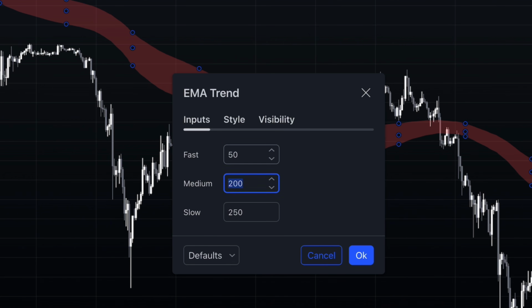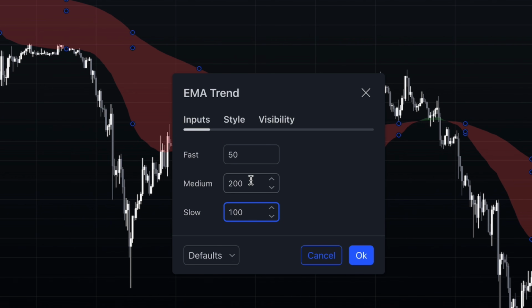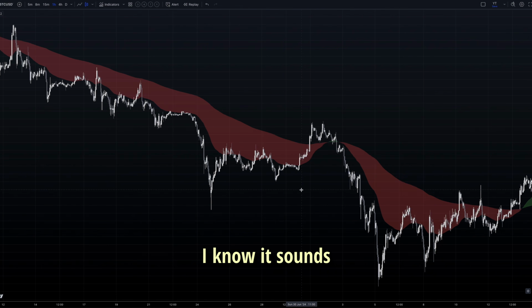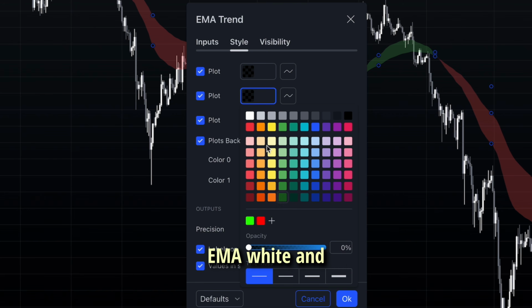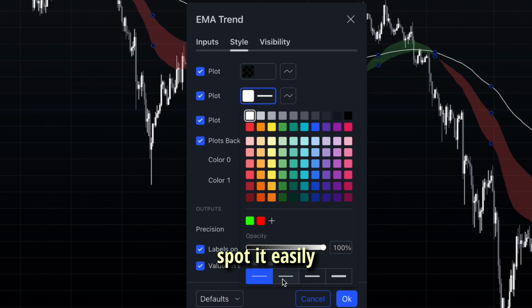Change the fast EMA to 50, slow to 100, and medium to 200. I know it sounds backwards, but trust me, it works better this way. Make that medium EMA white and thicker so you can spot it easily.